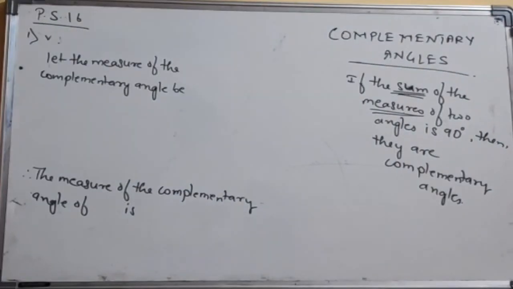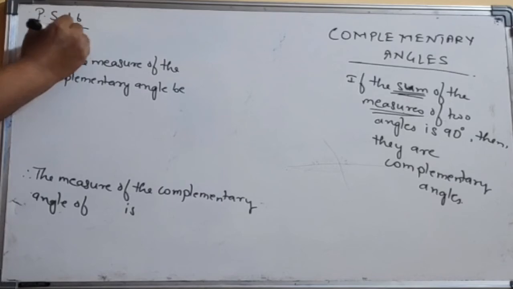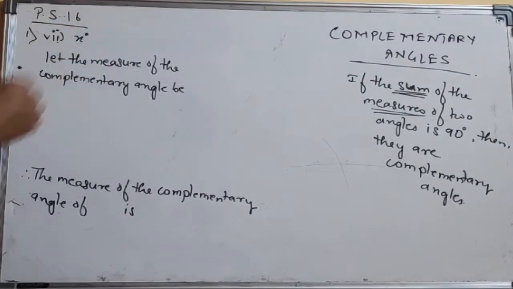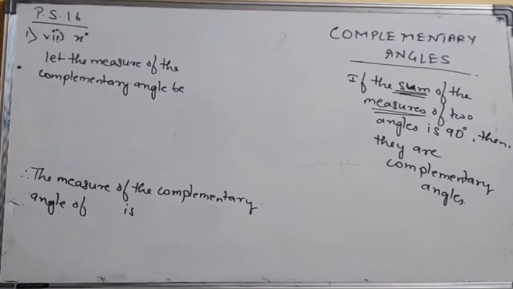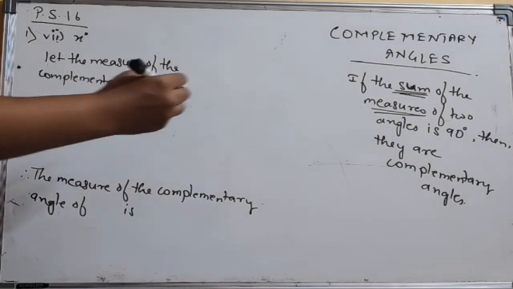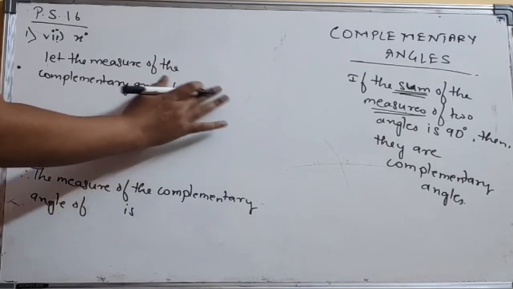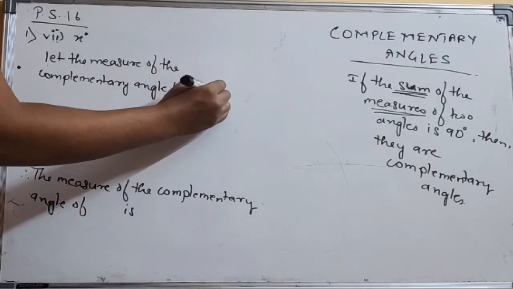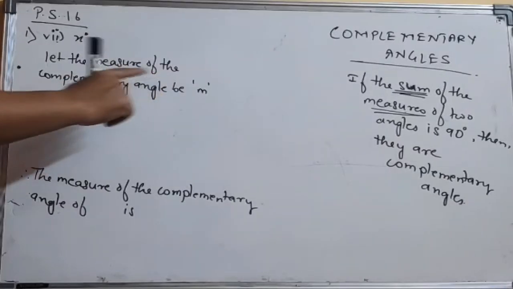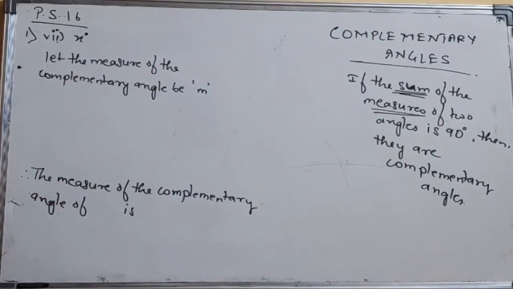Okay, let us look at sum number 7. In sum number 7, they have said the measure is x degree. Now students, the measure is x. So what we are going to do is let the measure of the complementary angle of this be m. Okay, let the measure of the complementary angle be m.